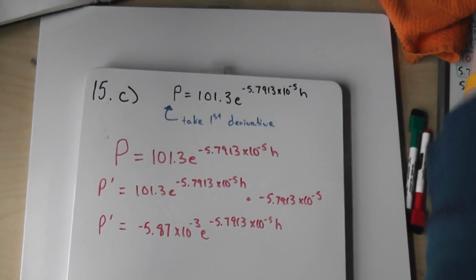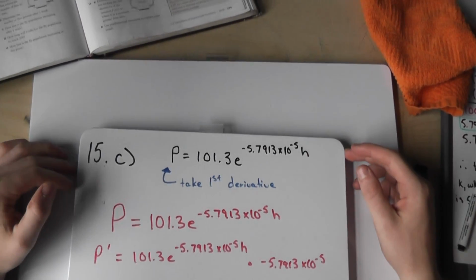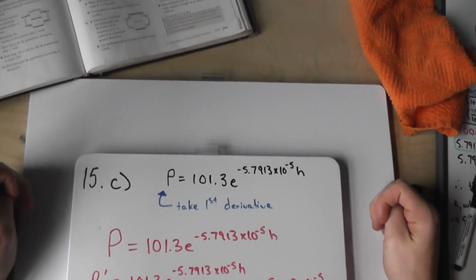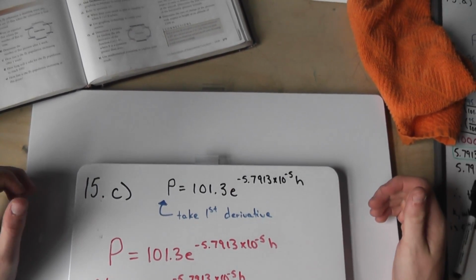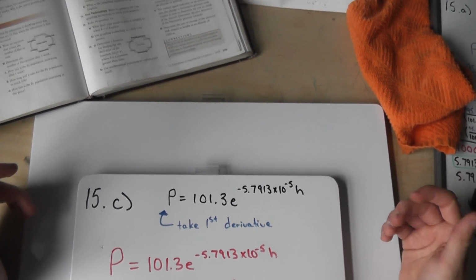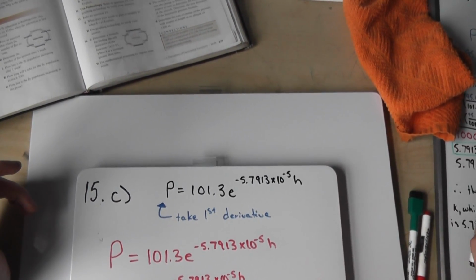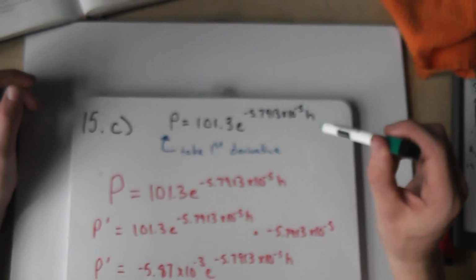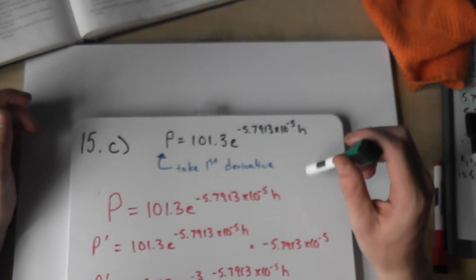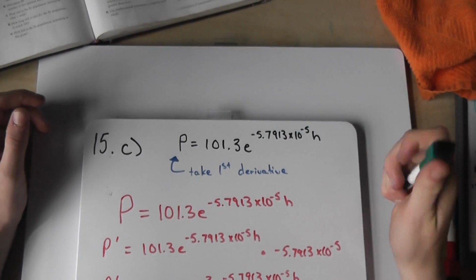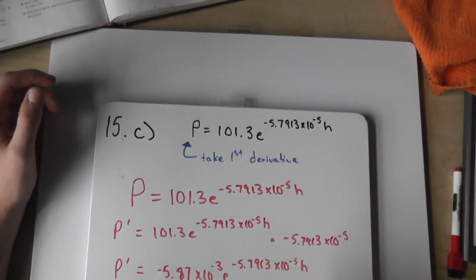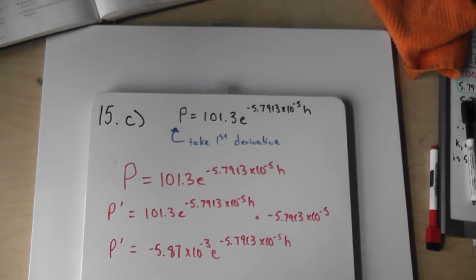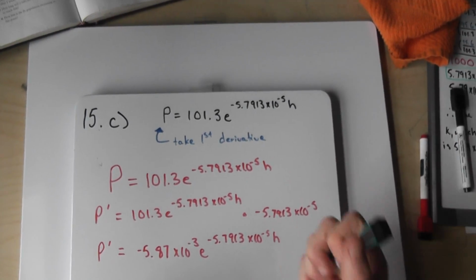15C asks us a different question. It's asking us: the vertical speed indicator of an aircraft uses the change in barometric pressure with respect to time to determine the rate of climb of the aircraft. Determine the first derivative of the barometric pressure formula. So here we're not really given anything. We're given the original equation, and it's asking us to take the first derivative. And this first derivative will give us the rate of change of pressure with respect to meters in this case.